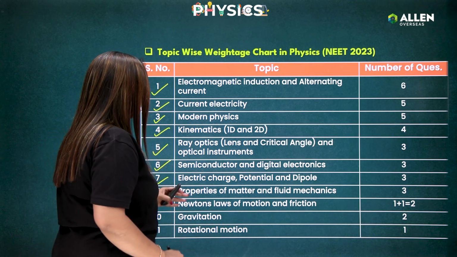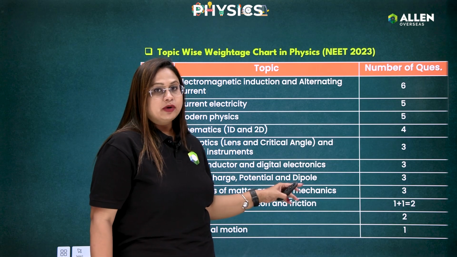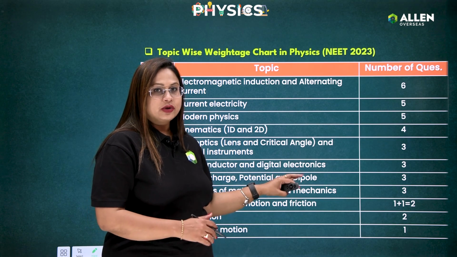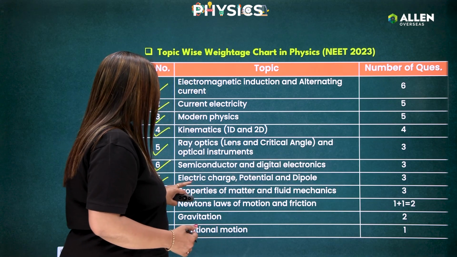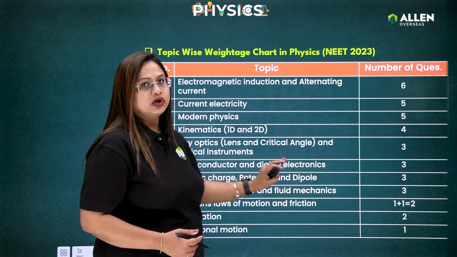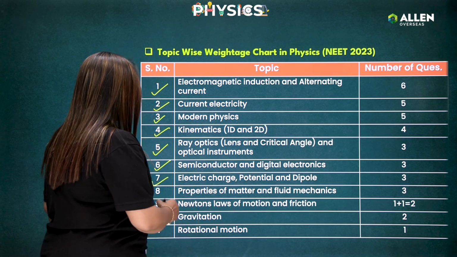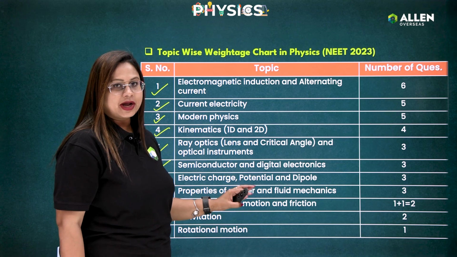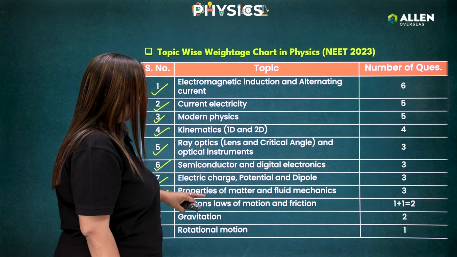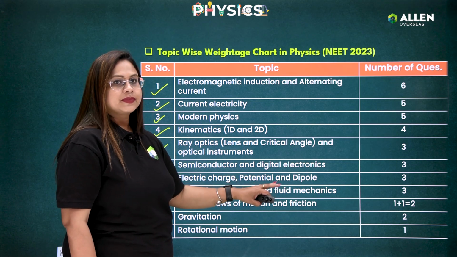Next one is electric charge, potential and dipole. Dipole was so important. You can check the question paper. Total 3 questions were asked from the concept of charge, potential and dipole itself. From the properties of matter and fluid mechanics, 3 questions were asked.